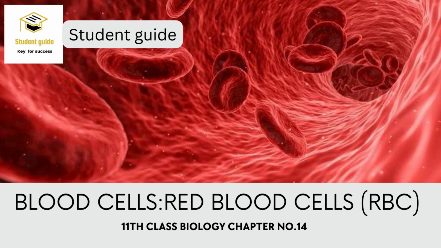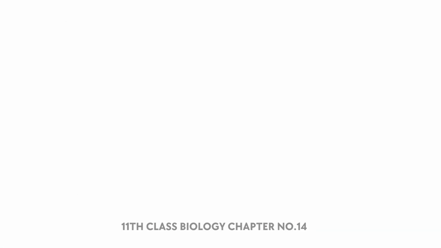The one type of blood cell is red blood cells. They are also called RBCs or erythrocytes. This topic is from 11th class biology, chapter number 14.